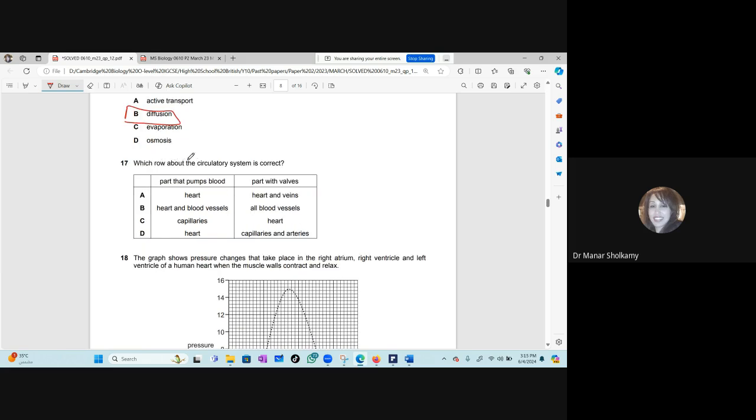Excellent. Which row about the circulatory system is correct? Part that pumps the blood, choose one. And the part with valves, choose one.